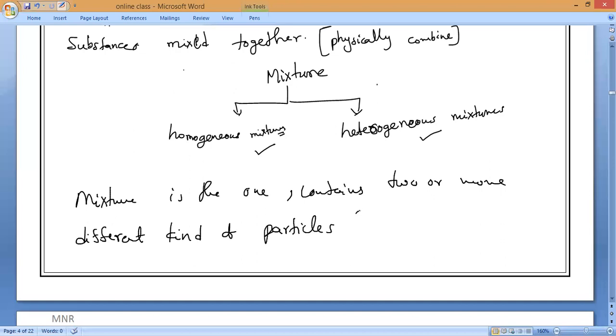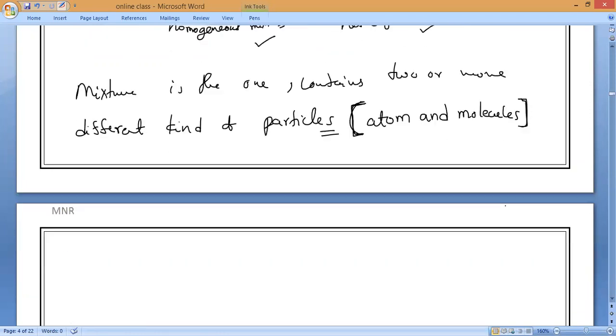So what do particles mean here? What do you mean by particles? As I taught you, particles means either atoms or molecules. Particles means what? Atoms and molecules, maybe atoms or maybe molecules, we can say. That is what is called impure substances.